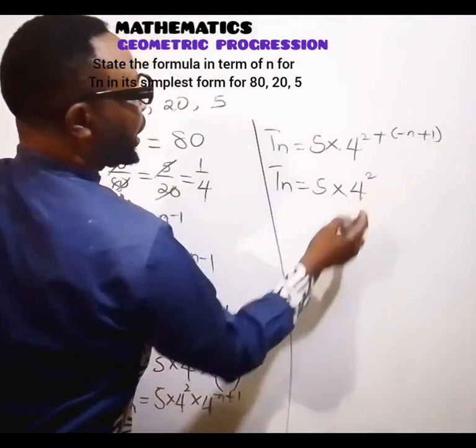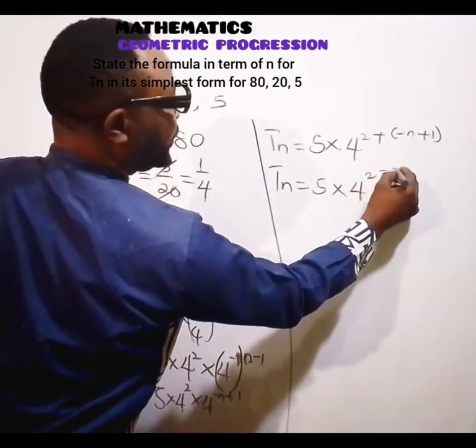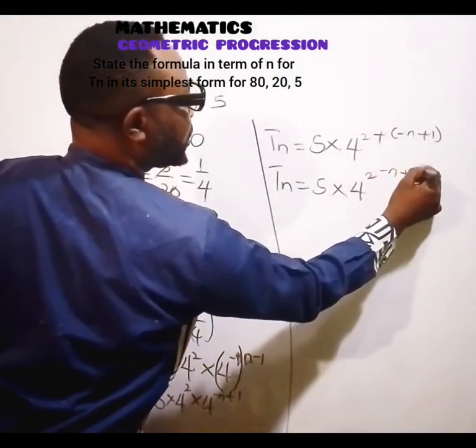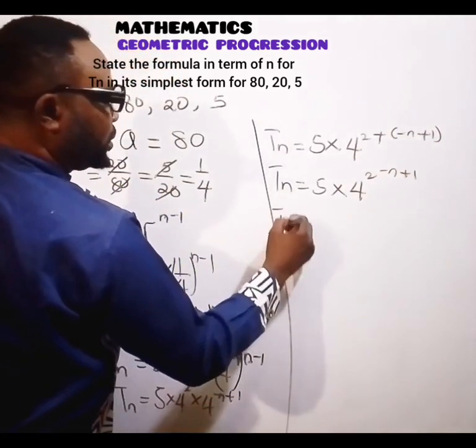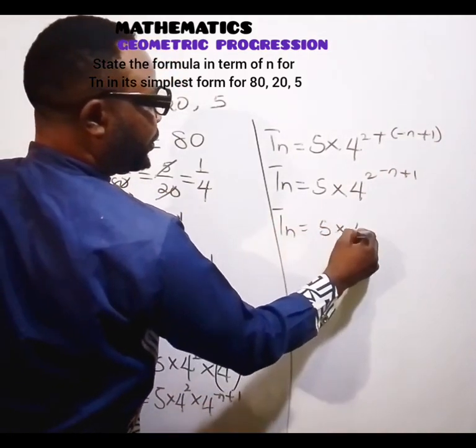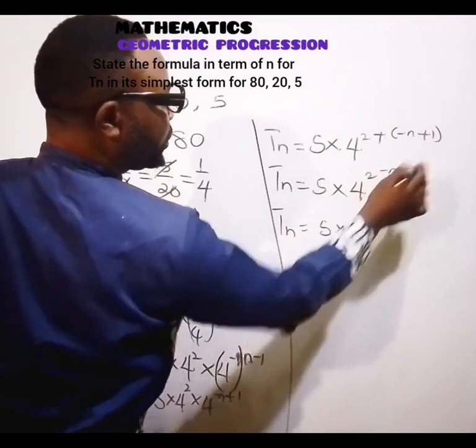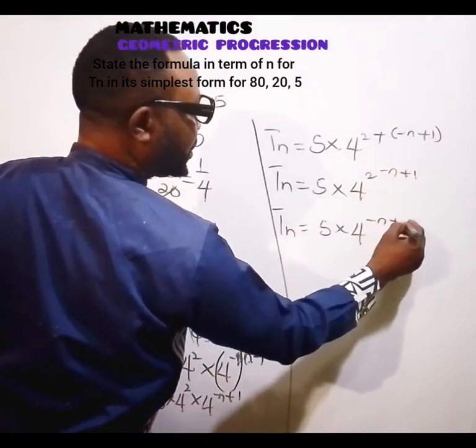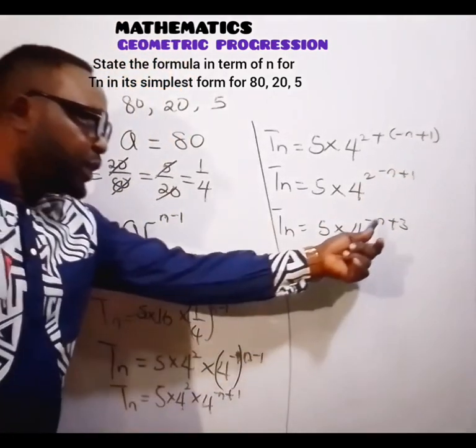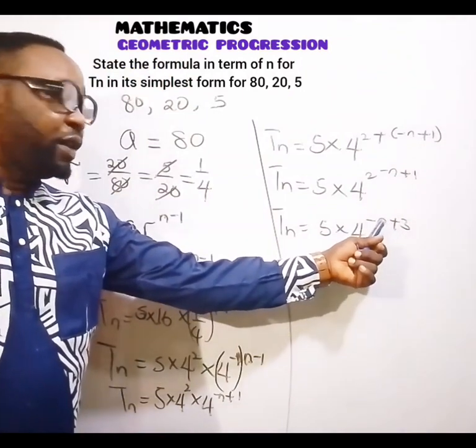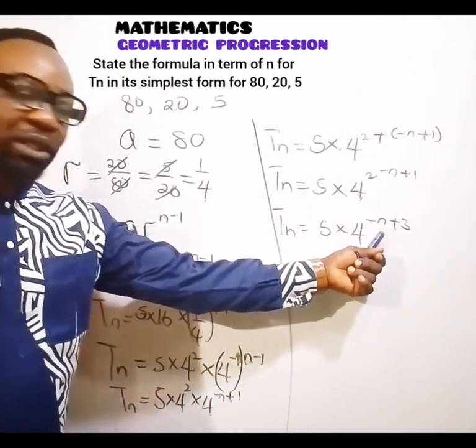We open up this bracket. Plus times minus is minus n. Plus times plus is plus 1. So it becomes 5 multiplied by 4 raised to the power of 2 plus 1, that's 3, minus n plus 3. Because of this negative value here, we have to convert this value into a positive n.